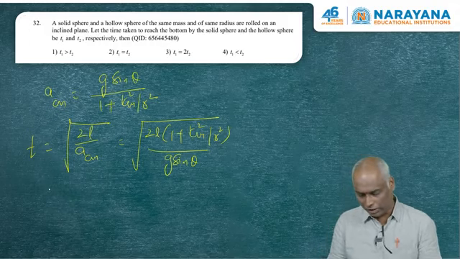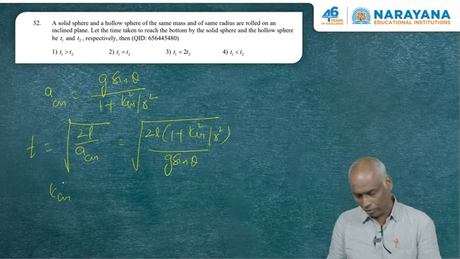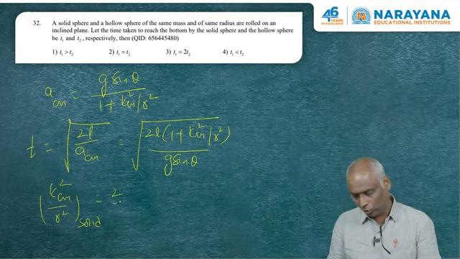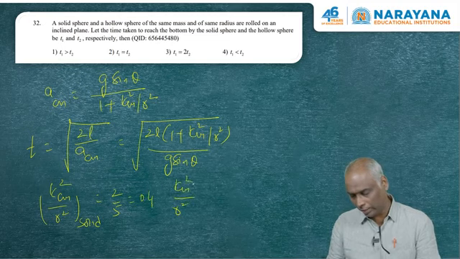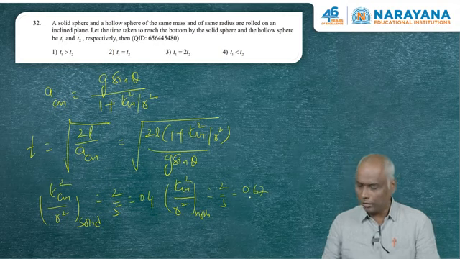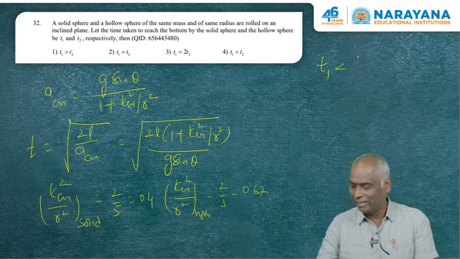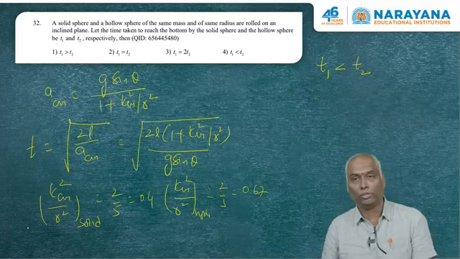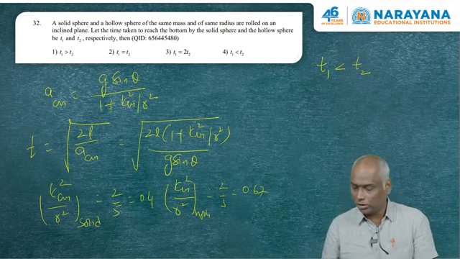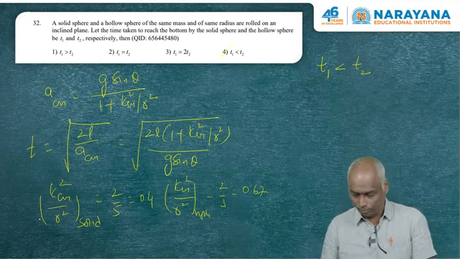And we know that for a solid sphere, the value of kcm square divided by r square is going to be 2 divided by 5, around 0.4. Similarly, kcm square divided by r square for a hollow sphere is going to be 2 by 3, which is around 0.67. So due to this, the time taken by a solid sphere to roll down an inclined plane will be less than the time taken by a hollow sphere to roll down the same inclined plane. So T1 should be less than T2. When T1 is less than T2, obviously option 4 is going to be correct.